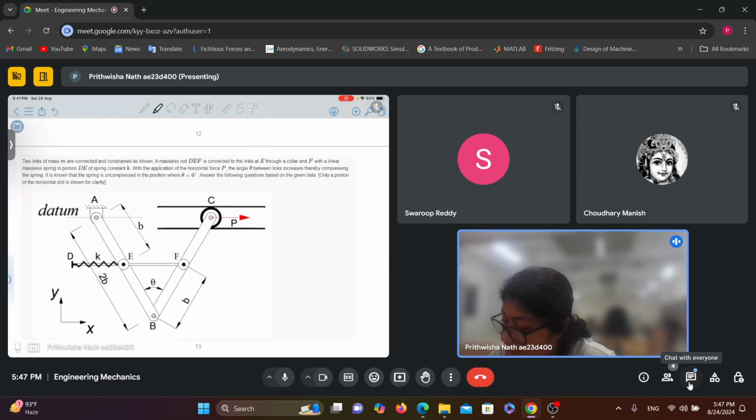Two links of mass m are connected and constrained as shown. A massless rod DEF is connected to the links at E through a collar and F with a linear massless spring in portion DE of spring constant K. With the application of horizontal force P, the angle theta between the links increases, thereby compressing the spring. It is known that the spring is uncompressed in the position when theta equals 0.